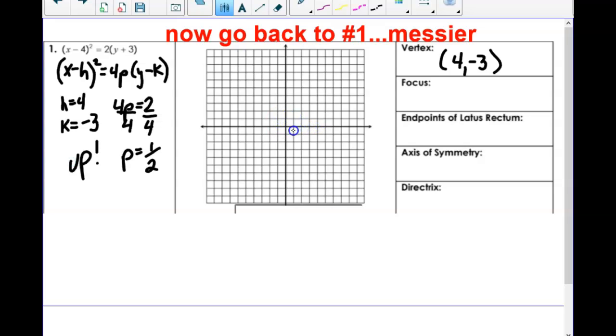All right, so let me plot that point. 4, 1, 2, 3, 4, -3. All right. The focus is, by definition, do you remember what the concept is? That the p-value tells us how far away to the focus? So it's half a unit up this way. And the directrix is going to be half a unit back down this way.